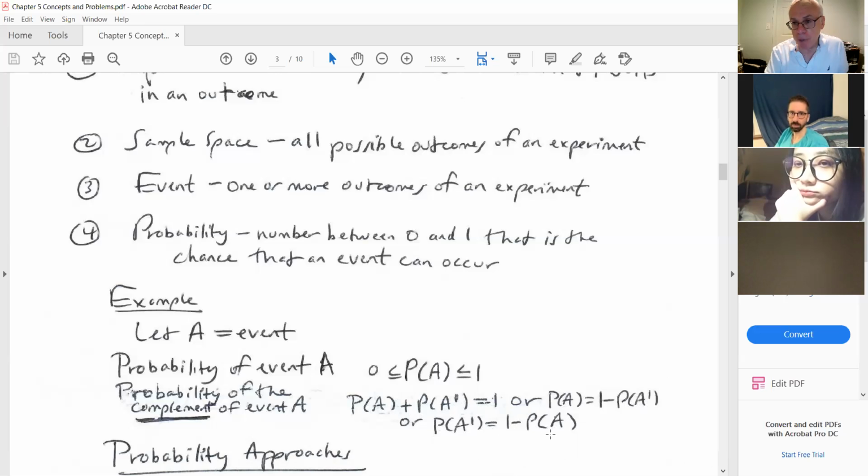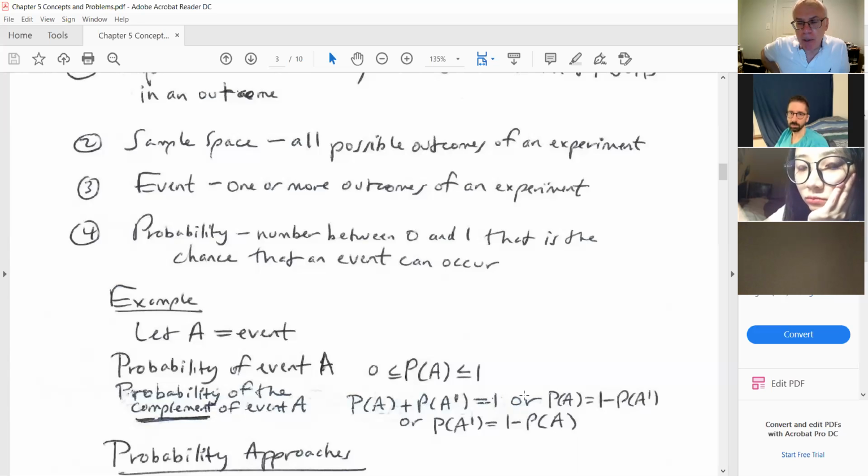These come in handy sometimes when we want to find a probability where there's many different outcomes. Many times we want to, and let me give you an example. Suppose somebody asks, what's the probability? Let's say we roll a die. What's the probability of not getting a 1 when we roll a die?